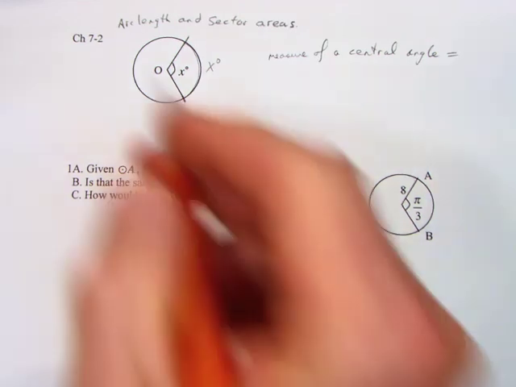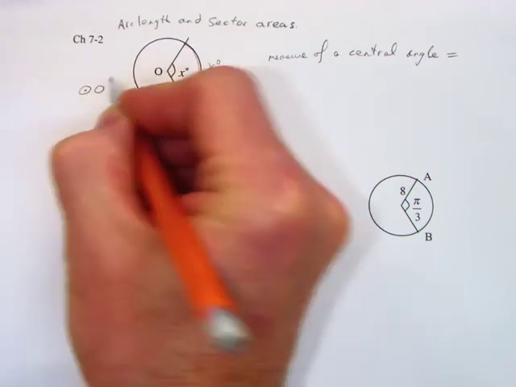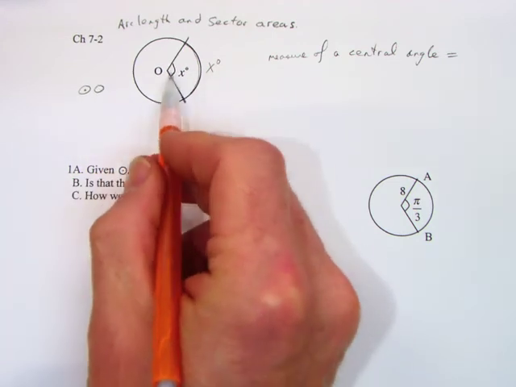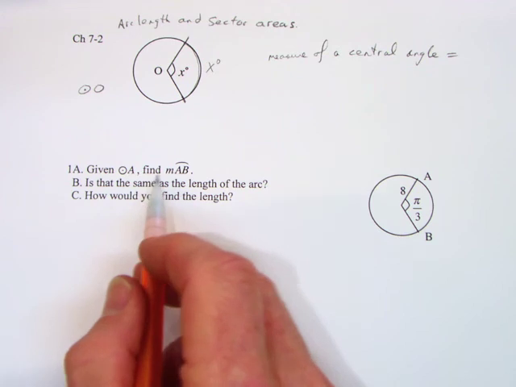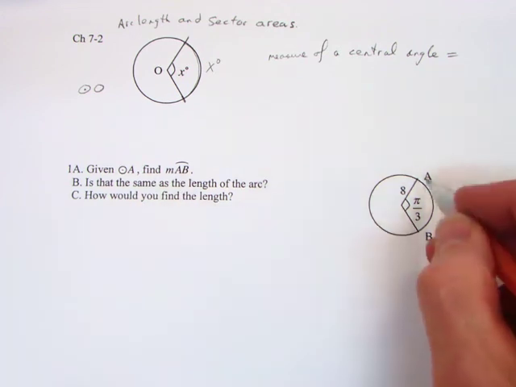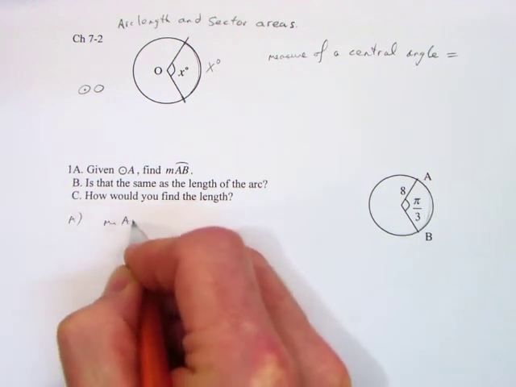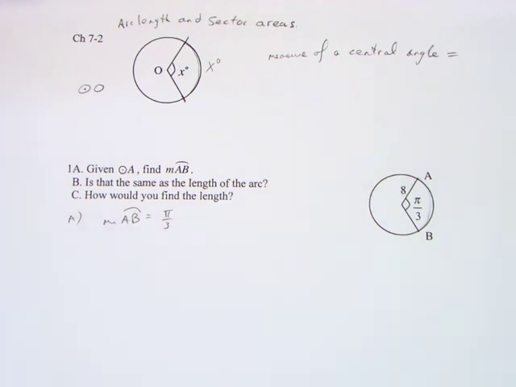We have circle A. Oh, by the way, if I write this symbol there with a letter after it, this means circle, and this is the center of the circle. And that's what's going on here. So when I write it over here, it's circle with the center A. Find the measure of arc AB. Well, that would be right here. What is that answer? The measure of arc AB is pi over 3. Because the measure of the arc equals the measure of its central angle.